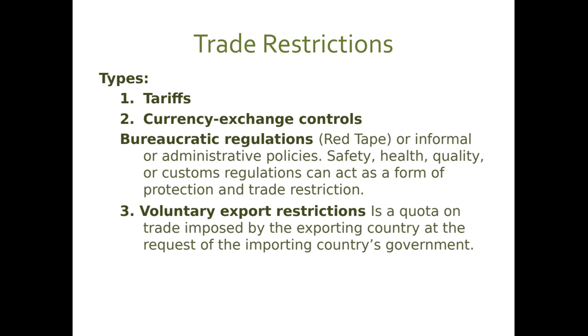Customs regulations can act as a form of protection and trade restriction. Voluntary export restriction is basically that one country requests the other country to reduce its exports. If you don't reduce your exports, then we will put heavy tariffs on your exports. So that is called voluntary export restrictions. But I'll stick to tariffs only.